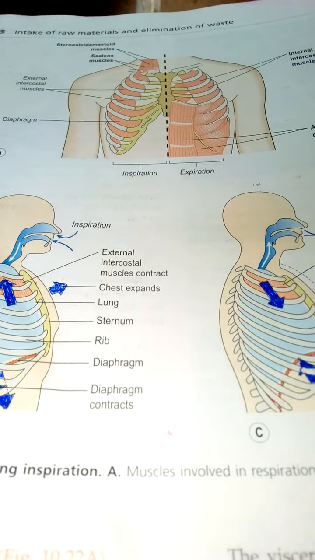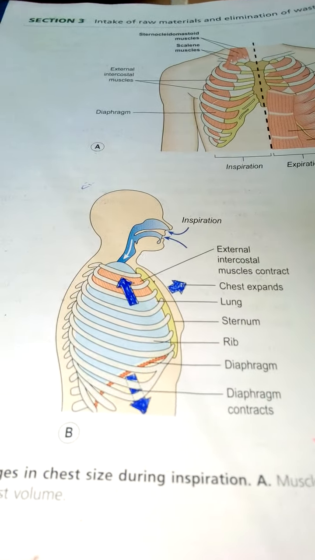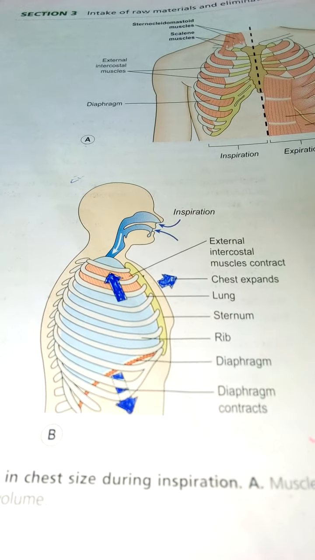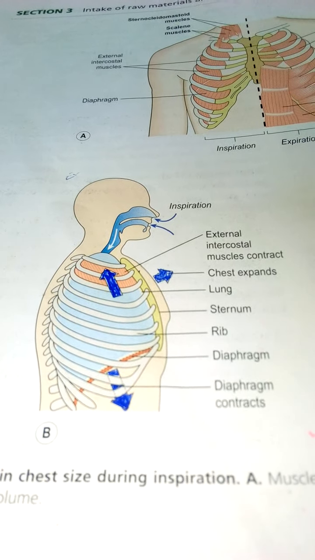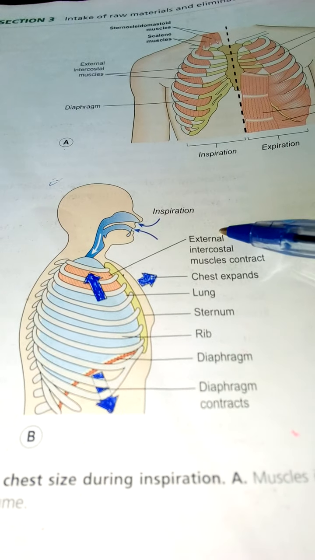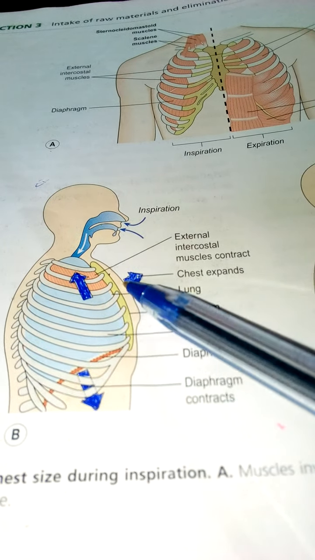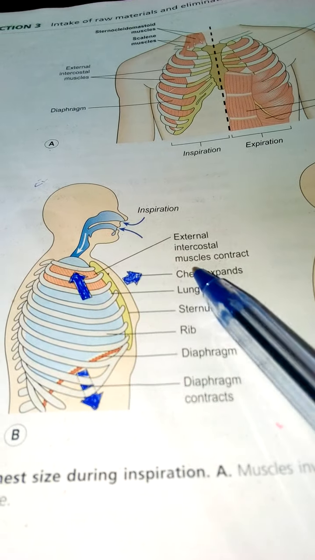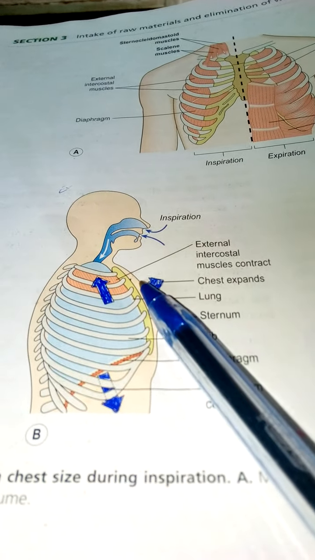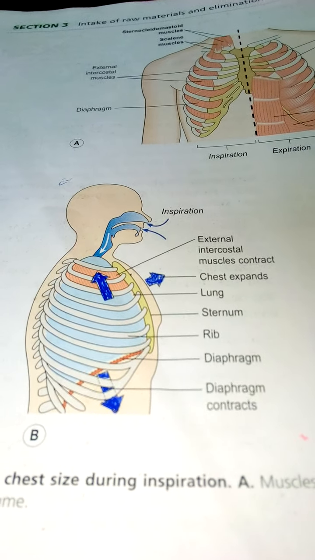Now we are going to see what happens during inspiration and expiration. First, during inspiration, remember we are talking about the intercostal muscles. During inspiration, the external intercostal muscles contract. As you see, if they contract, then the chest will expand, as you see by this arrow here.